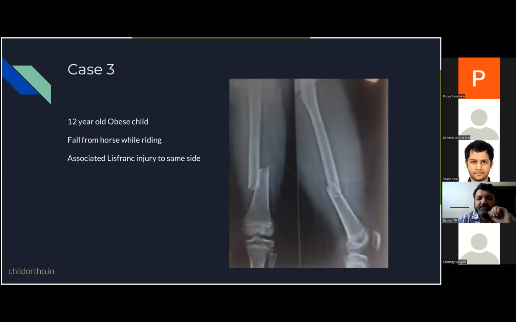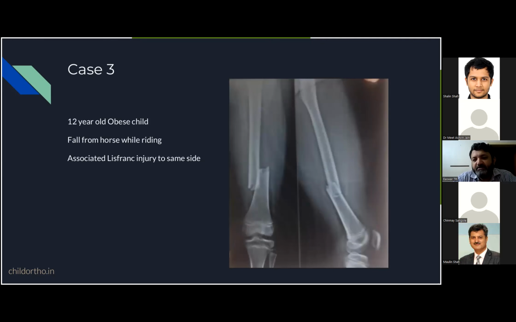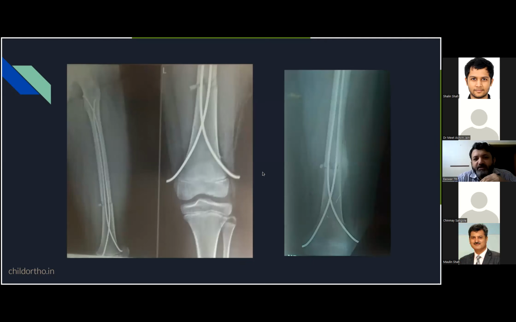So this is an older child. This is about a 12-year-old child, but a very obese child. And this child sustained the fracture, slightly distal fracture, and it was associated with a Lisfranc injury to the same side. So again, 12-year-old, our option is a transverse fracture. It is a length stable fracture, and it is slightly distal, but not too distal. So the option here again is pretty straightforward. You can go with TENS nailing, and you can see this.